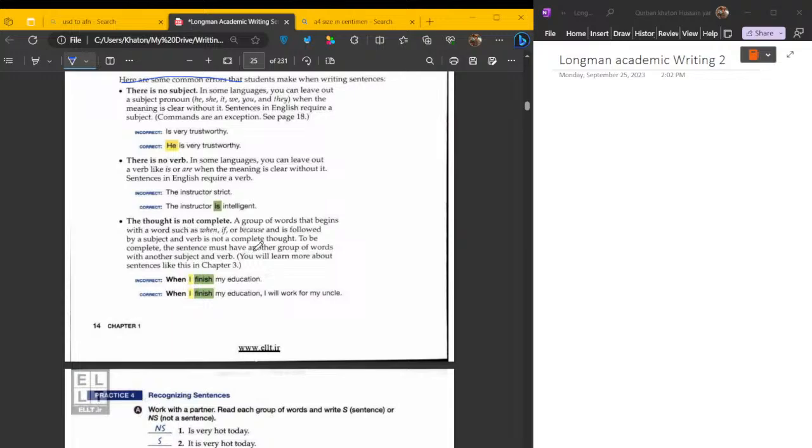Okay, the thought is not complete. When I finish my education, then what? I will work for my uncle. So that makes it complete. And this is a correct sentence then. Now let's see the exercises.